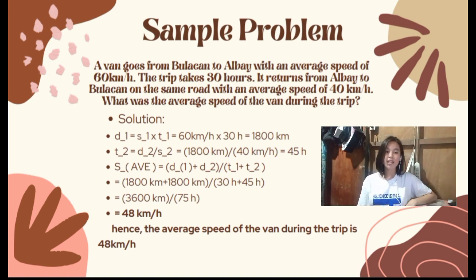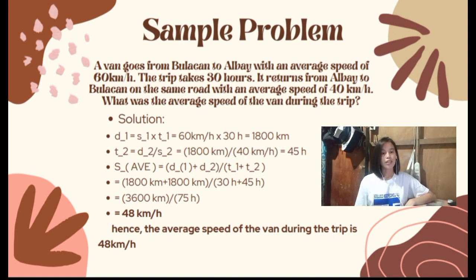A van goes from Bulacan to Albay with an average speed of 60 km per hour. The trip takes 30 hours. It returns from Albay to Bulacan on the same road with an average speed of 40 km per hour. What was the average speed of the van during the trip? So, ang hinahanap dito, yung average speed of the van during the trip. Given, speed 1 is equals to 60 km per hour. Time, 30 hours. Speed 2 is equals to 40 km per hour.